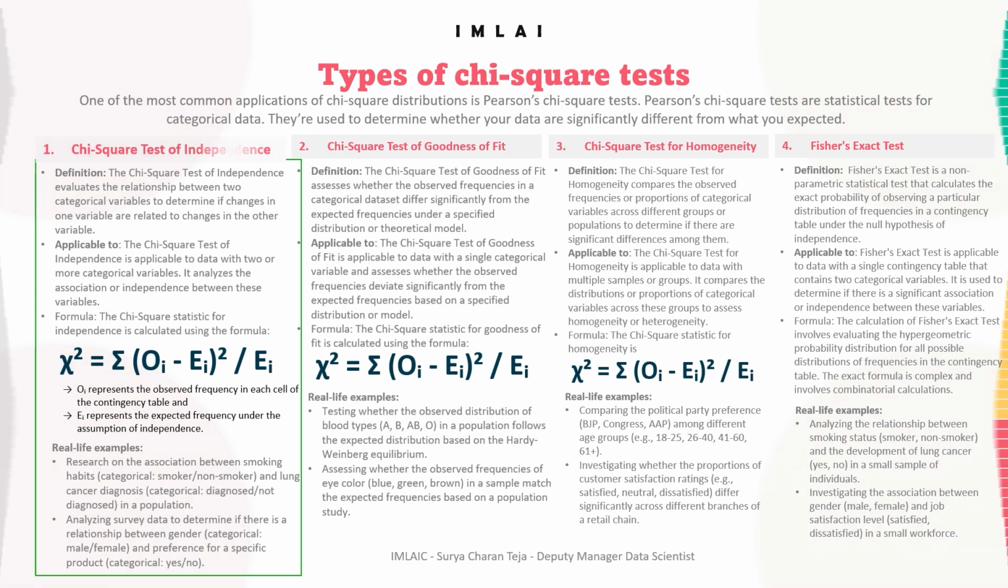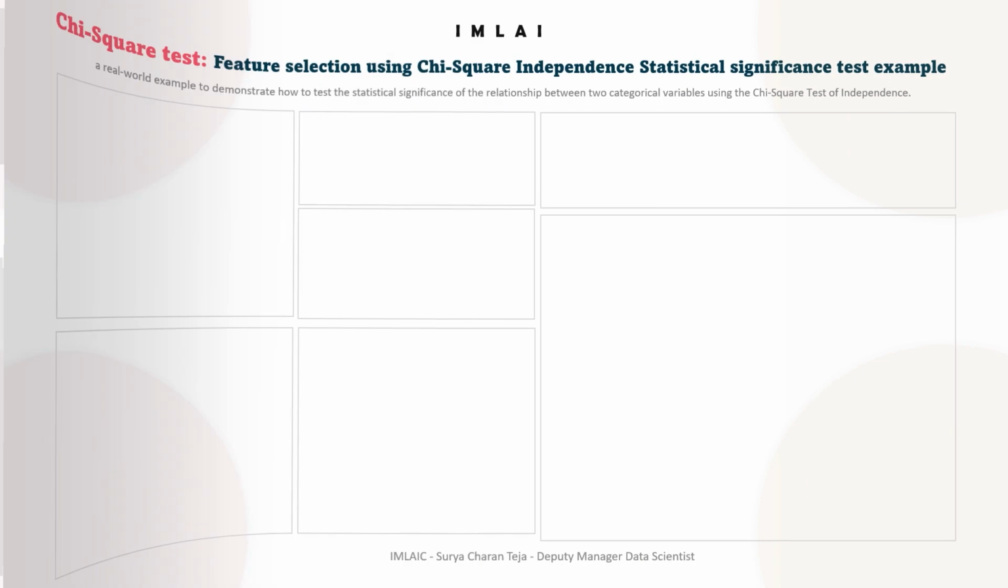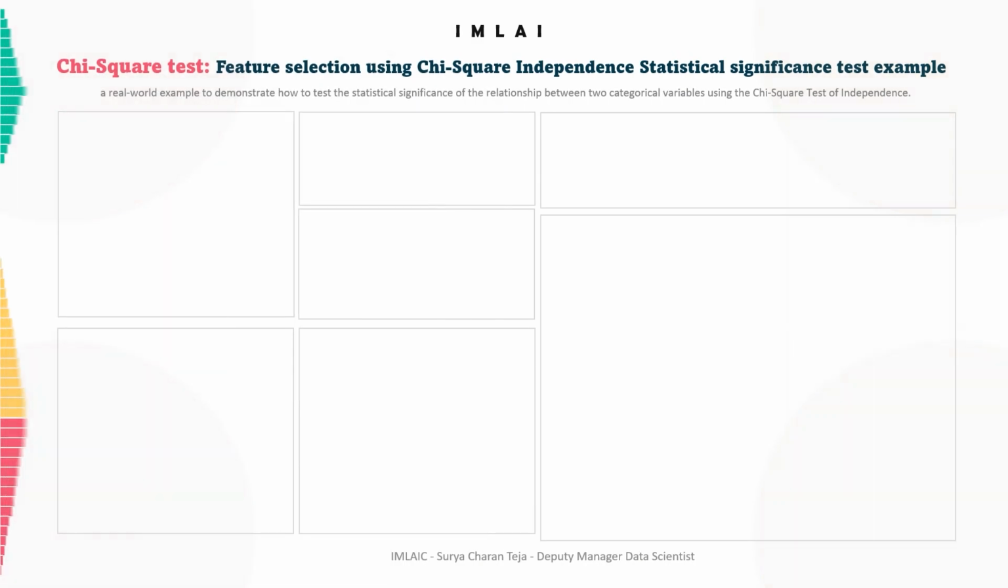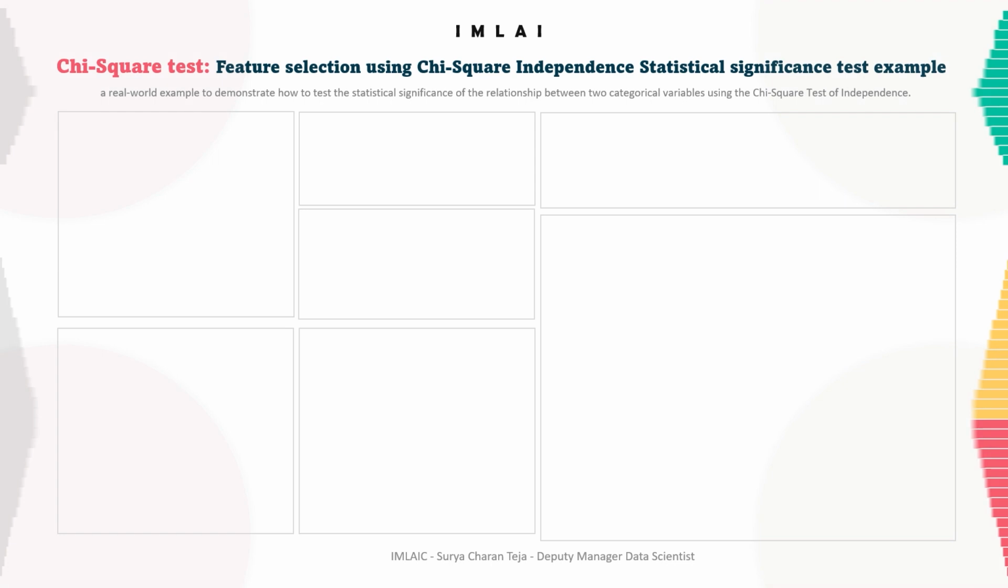By using the chi-square test of independence, you can basically select a feature if the feature is a categorical variable, and if the target variable is also categorical, then the chi-square test of independence comes to your rescue. So let's see this example, the much simpler example. You may face much more complex data, but it's a simpler example.